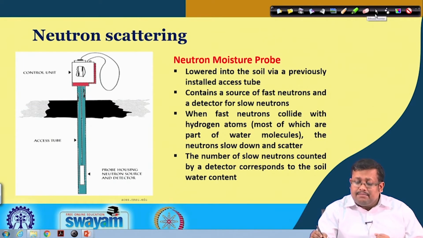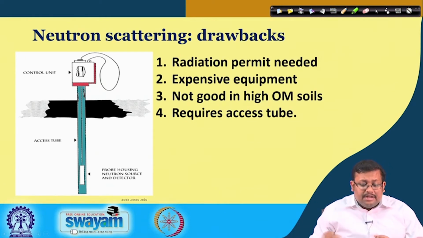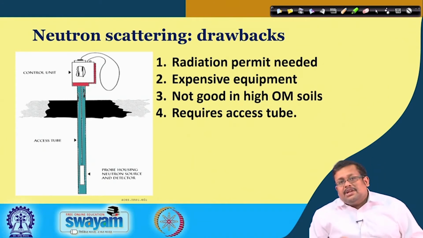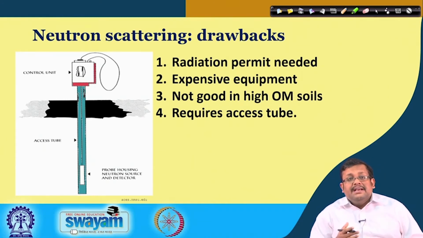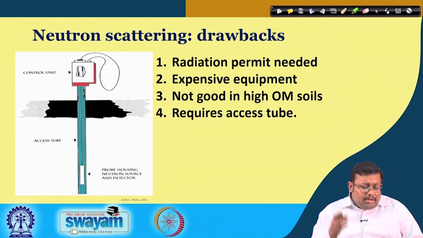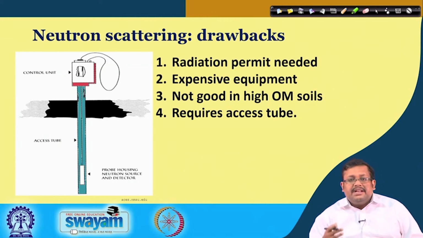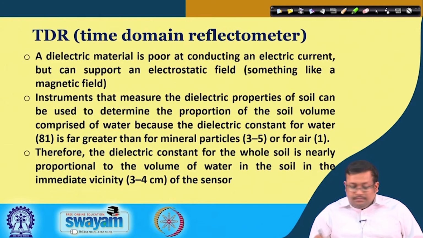So, this is a very efficient method, but it has got some drawbacks also. Let us see what the drawbacks of the Neutron moisture probe are. First of all, for operating a Neutron moisture probe, you need a radiation permit. Secondly, it is a very expensive instrument, and thirdly, it cannot be used in high organic matter rich soil. And finally, it requires an access tube. Although the probe housing contains the neutron generators and detectors, you have to pre-install an access tube, and this access tube will be required for measurement of moisture content through this Neutron moisture probe.